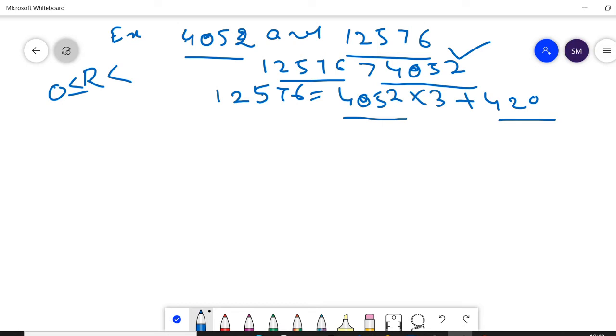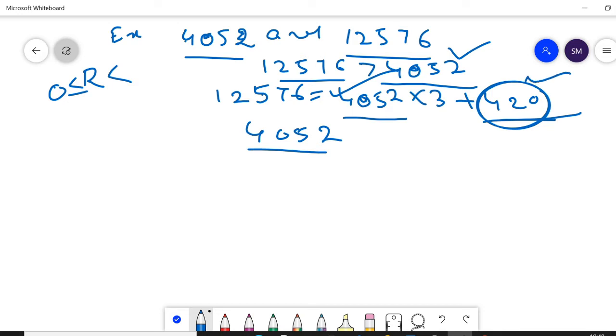Then use 4052 and divide it by the remainder. What is the remainder? The remainder is 420. Then 4052 is the dividend and 420 is the divisor. Then 4052 is equal to 420 into 9 plus 272. Here 272 is the remainder.